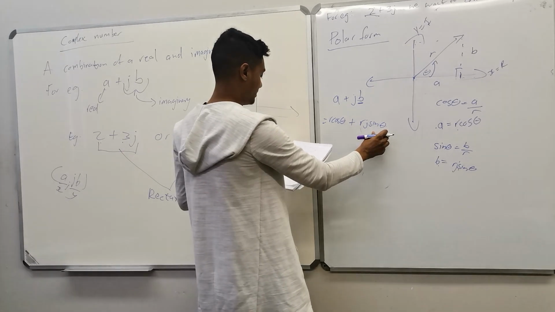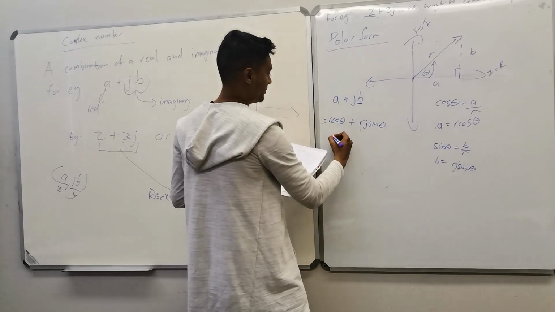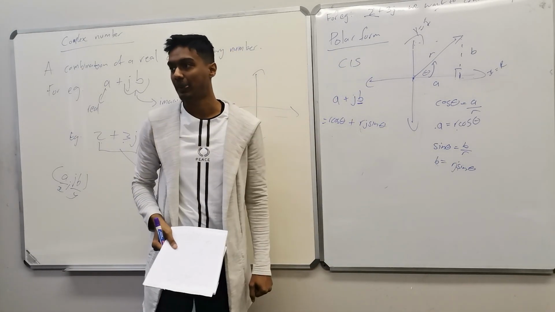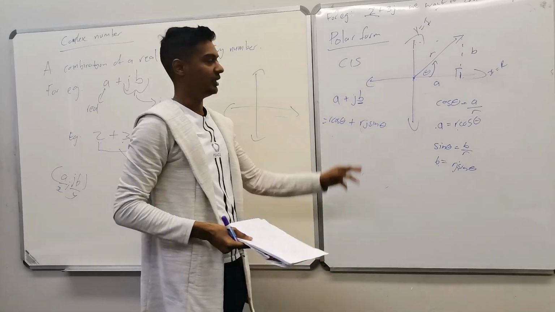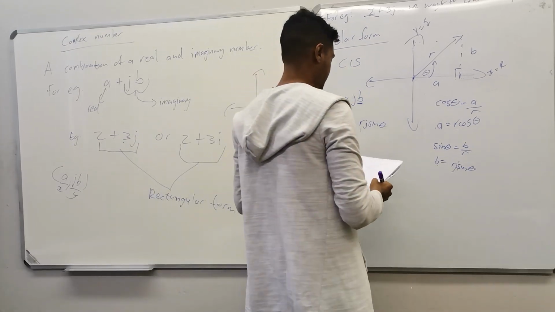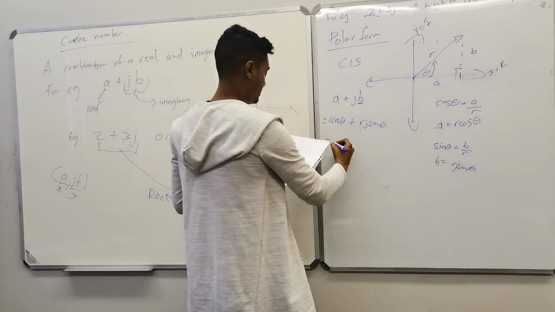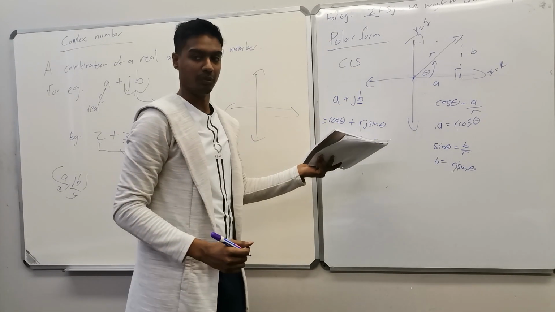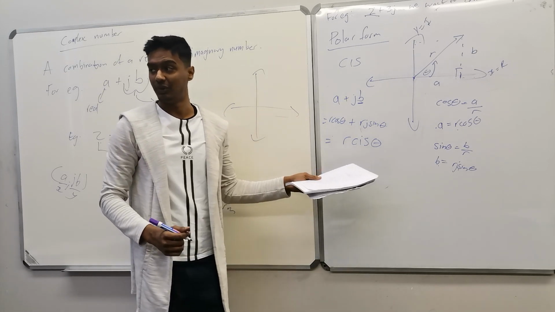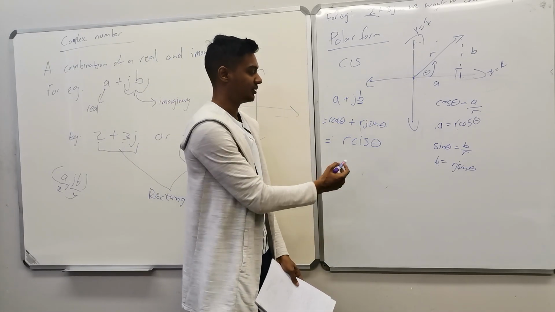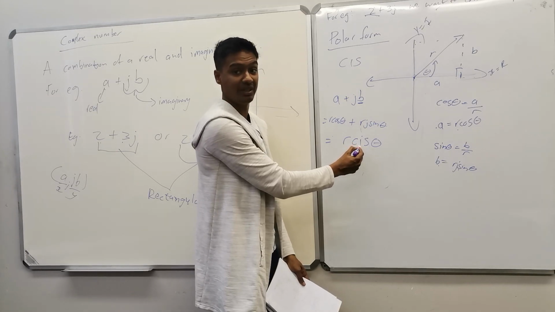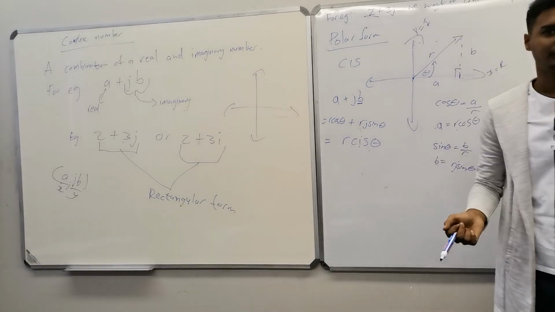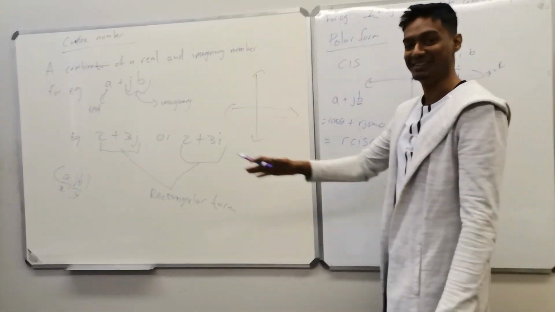Now cos theta plus J sine theta, we can show as something called this, only in polar form. From this form right here, we can say R CIS theta. That is a polar form. C represents cos, I represents imaginary, S represents sine.